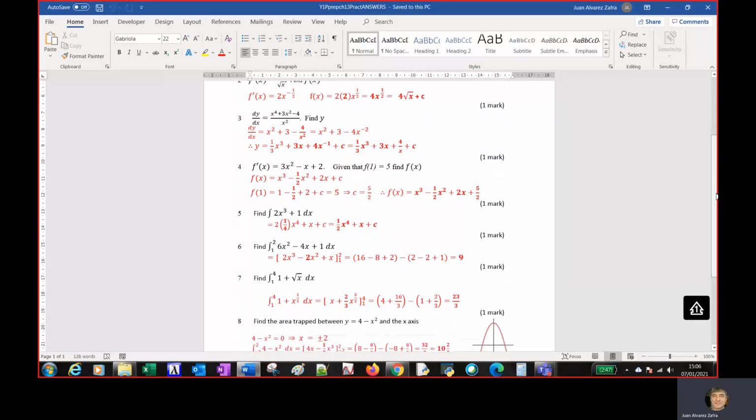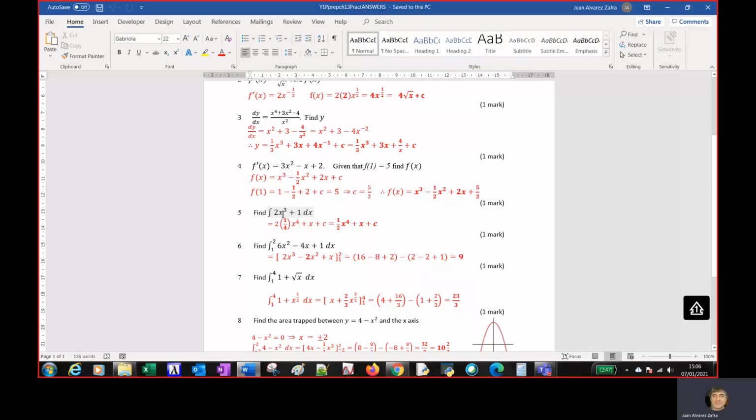Okay, question 5. Same really as questions 1 to 3, but we have different notation. So this basically means find the integral of 2x cubed plus 1. And the dx is kind of a termination of what it is that we want to integrate. We'll see later it means something else as well, but for the moment, that's all you need to understand from it.